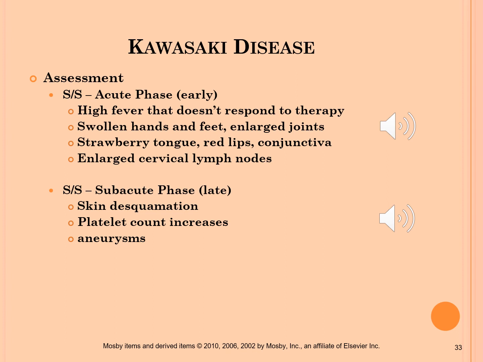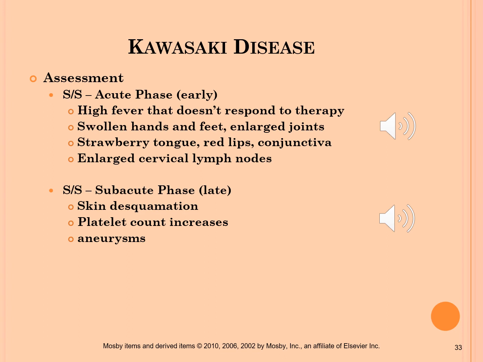We'll get into the acute and subacute phase in just a little bit, but our criteria that we look at for diagnosis of Kawasaki's: if they've had a prolonged fever, a fever that's greater than 100.4 degrees Fahrenheit for 5 or more days, and they have 4 or more of the following symptoms. So they may have some of these, they may not.